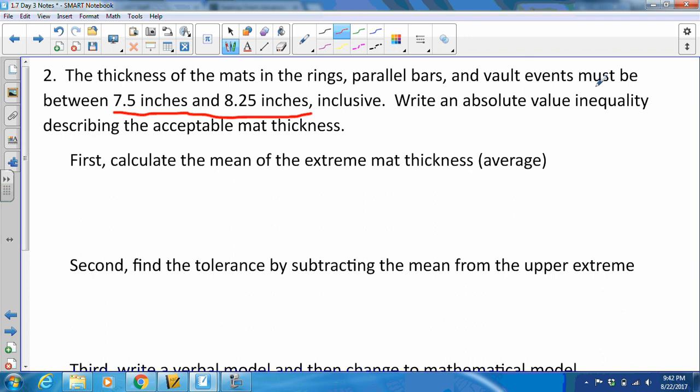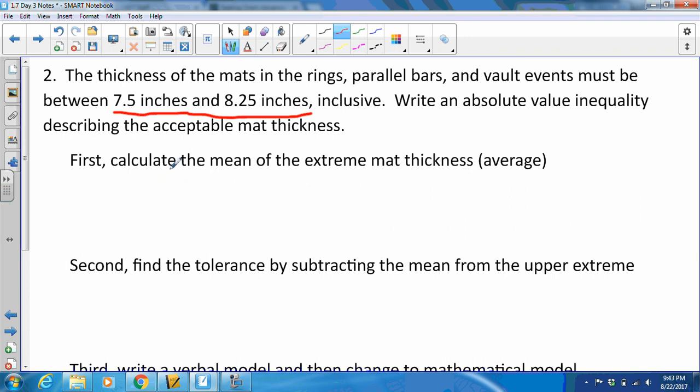Now it says write an absolute value inequality describing the acceptable mat thickness. So here they don't give you what the ideal thickness is or the tolerance. So we have to find that. What we're going to do is first calculate the mean of the extreme mat thickness. Basically all that means is we have to figure out the average. And when we find the average, this is actually going to be our ideal, okay?